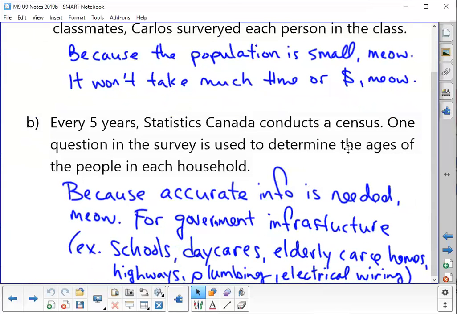Every 5 years, Statistics Canada conducts a census. One question in the survey is used to determine the ages of people in the household. Because accurate info is needed, that's why they do a census. For government infrastructure, we talked about that already: schools, daycares, elderly care homes, highways, plumbing, electrical wiring. Maybe it's because we need people to be prepared to deal with a building boom if that's going to happen.